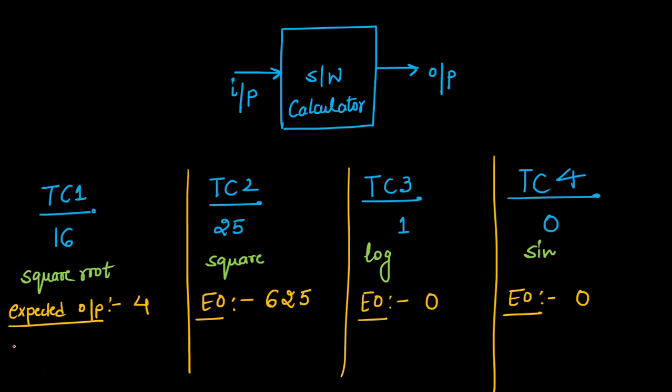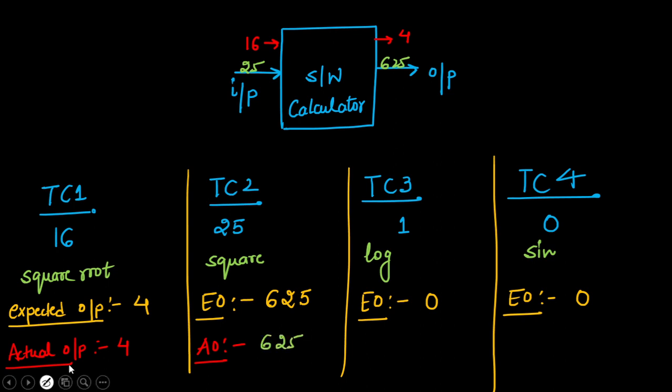Now we will check for the actual output. What will be the actual output? The actual output will be the output that you have received from this software. So now suppose the input 16 went in and the output you received was 4. So you will write over here actual output 4. Again, let's say we will just check for the actual output. Here you gave the input 25. You are calculating square. Let's say here 625 came. So again you will write actual output 625.